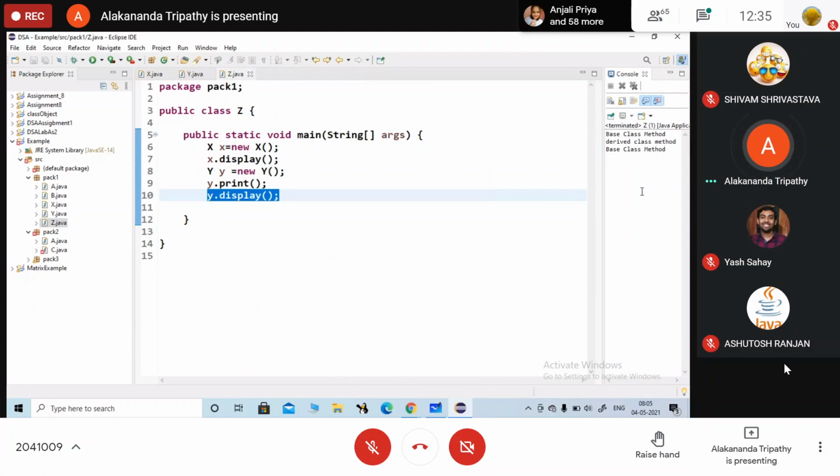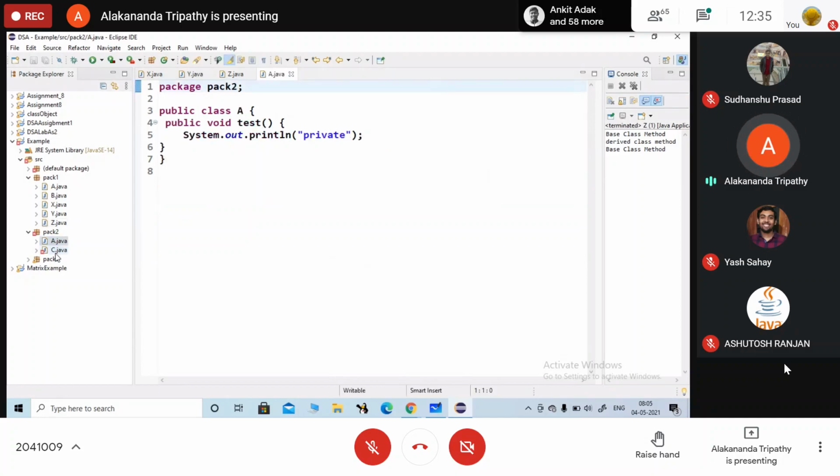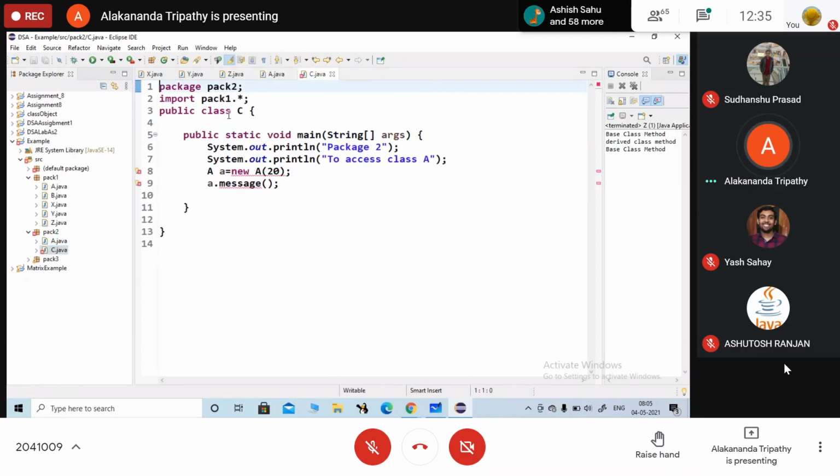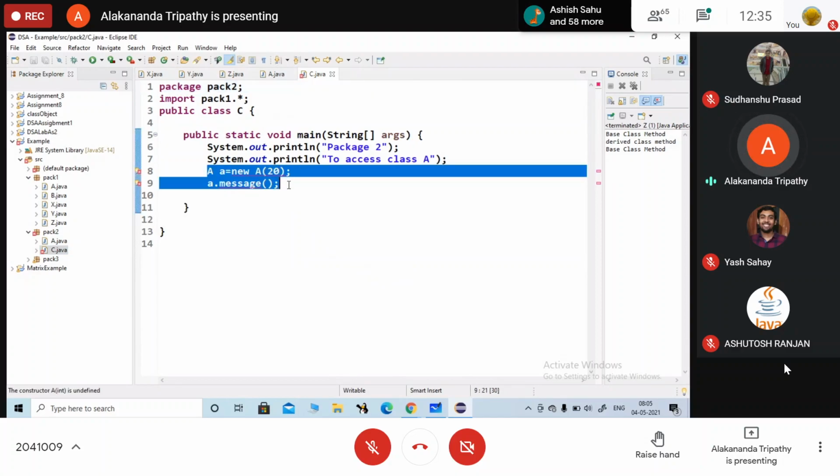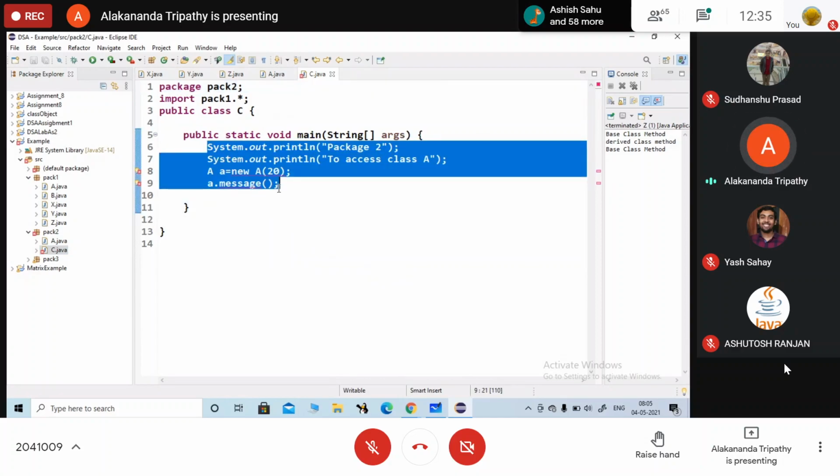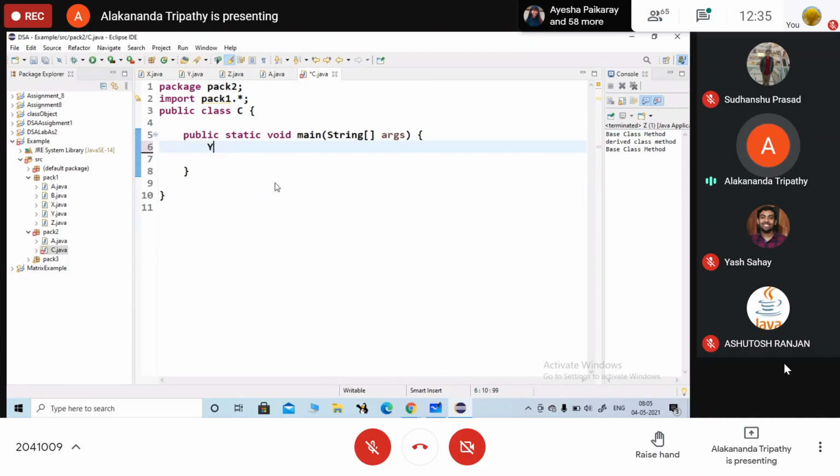Are you clear? Yes, ma'am. Okay, even though we are going to, in package 2, if package 2 has class C, import pack 1. Now I'm just removing these messages. I'm just creating here y equals new Y.